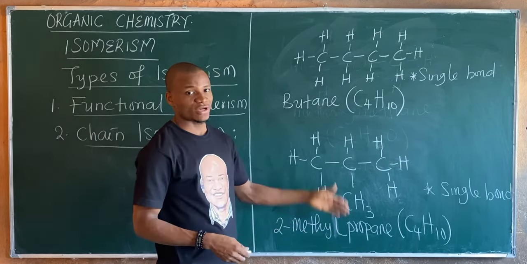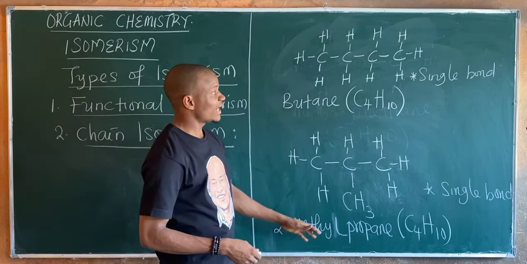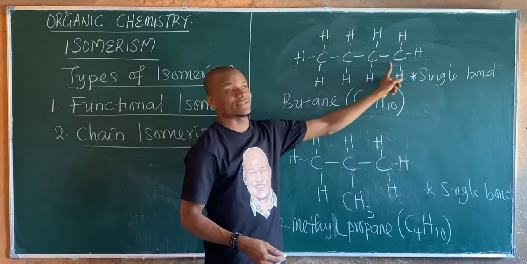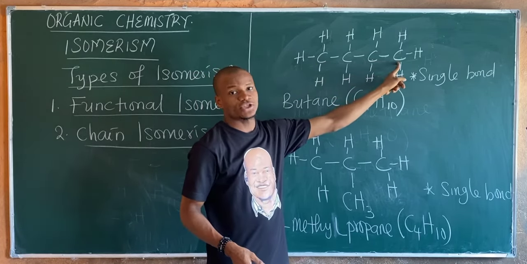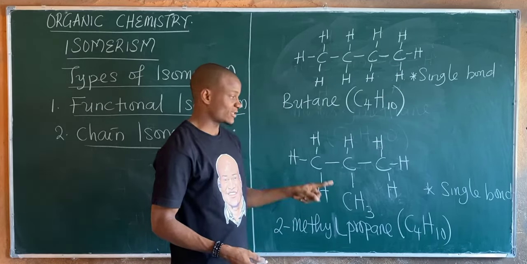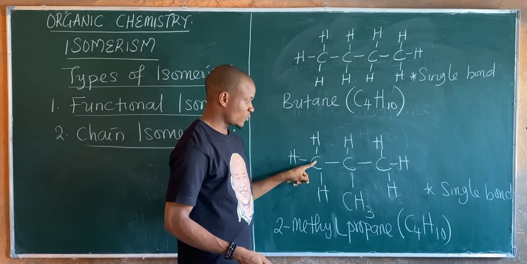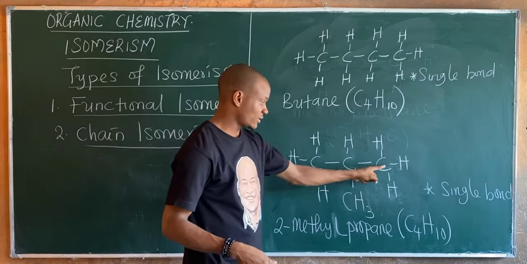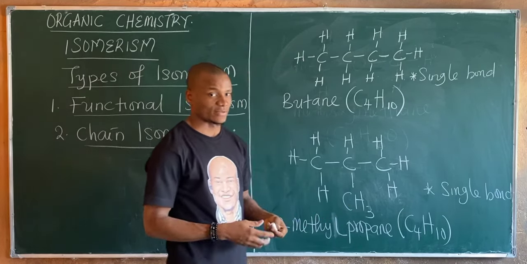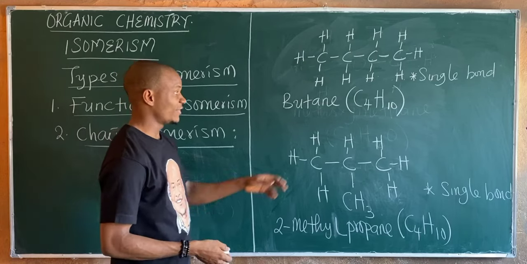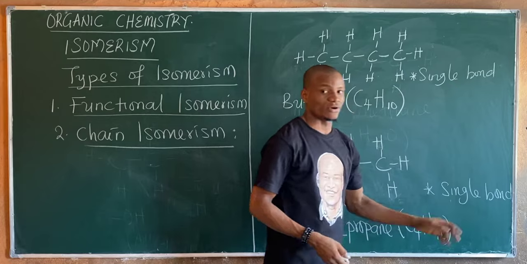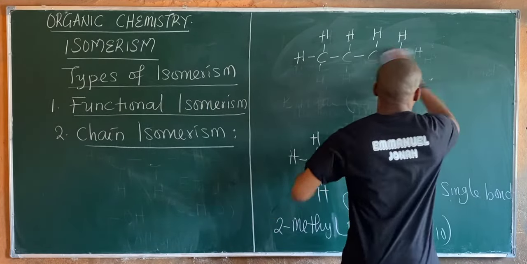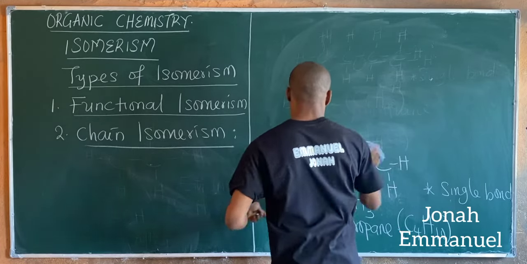So for these two compounds, they have the same molecular formula and the same functional group. What's the difference? The difference is in the arrangement. For butane, I have the carbon being arranged in a straight chain like this, such that all the carbon atoms are linked to each other. While for 2-methylpropane, only 3 link to each other like this. So only 3 link directly. This one is outside the connection of the carbon atoms. So that's why they are chain isomers. They have the same molecular formula, the same functional group, but different arrangement of the atoms in space. So this is the second type of isomerism that exists.